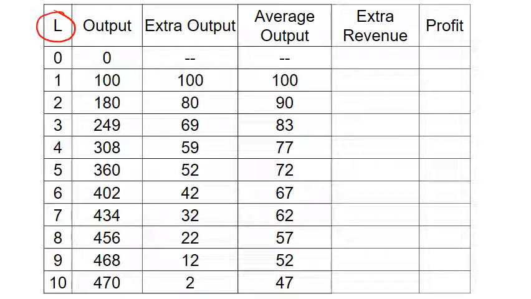Fixed cost equals $500. I'll write that down somewhere. Fixed cost equals $500. Output is sold at a price of $5 per unit. Price equals $5. And L is purchased at a price of $75. W is $75.